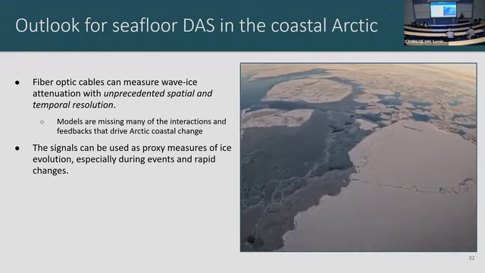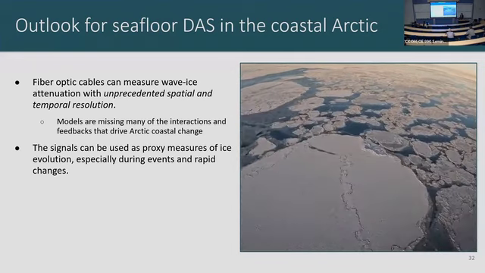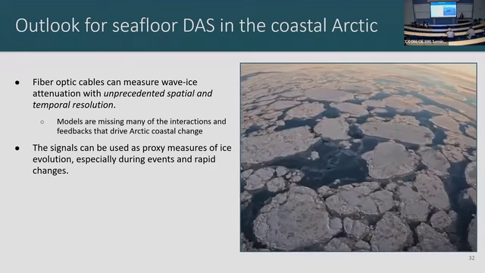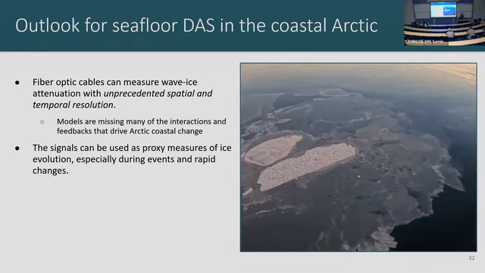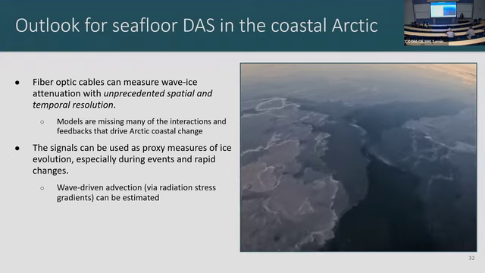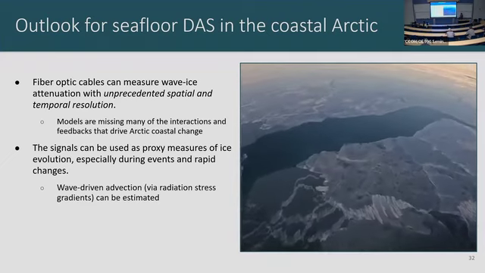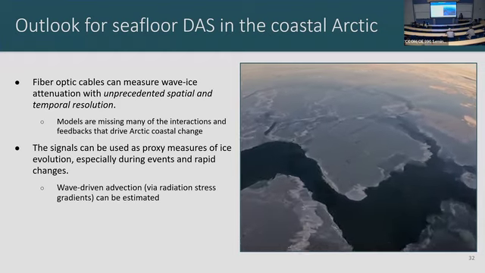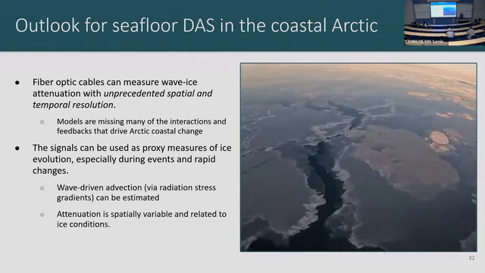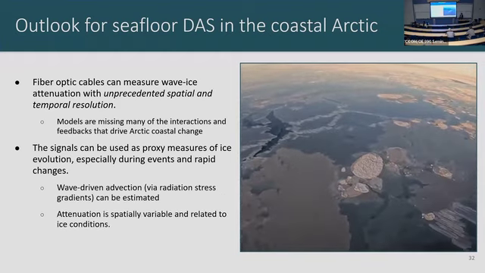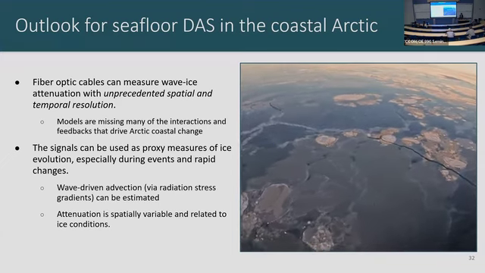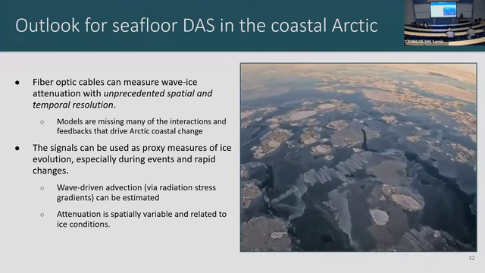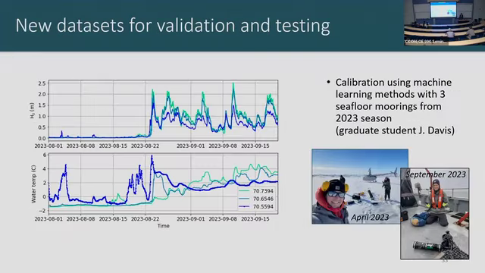The signals that we see in this data can be used as proxies for ice evolution, especially during events where we have strong changes and rapid evolution in the signals. So the examples that we saw of that are the wave-driven advection, which we can estimate, and also spatial variation and attenuation, which can be related to the ice conditions. So those are some really cool applications of this for this Arctic region that I'm really interested in.